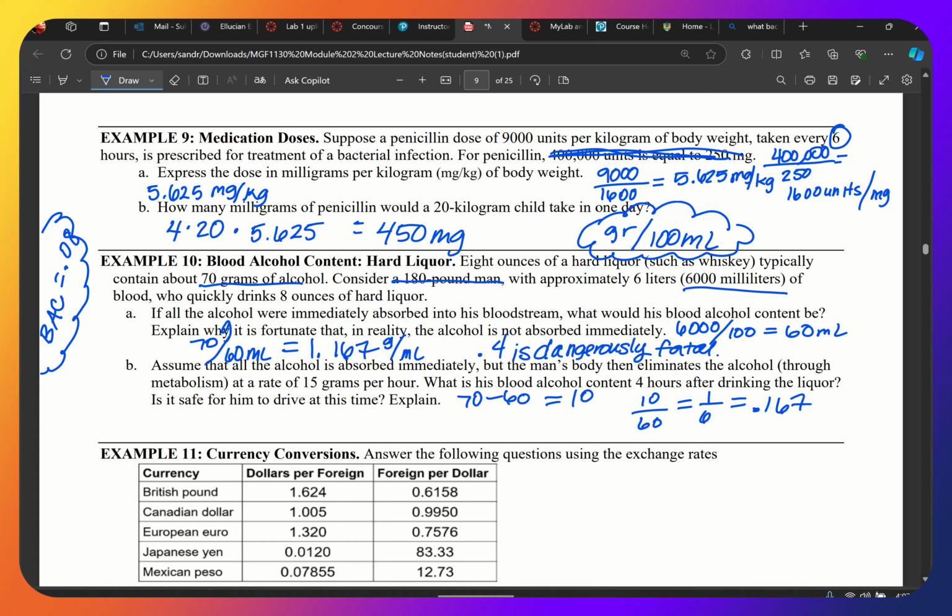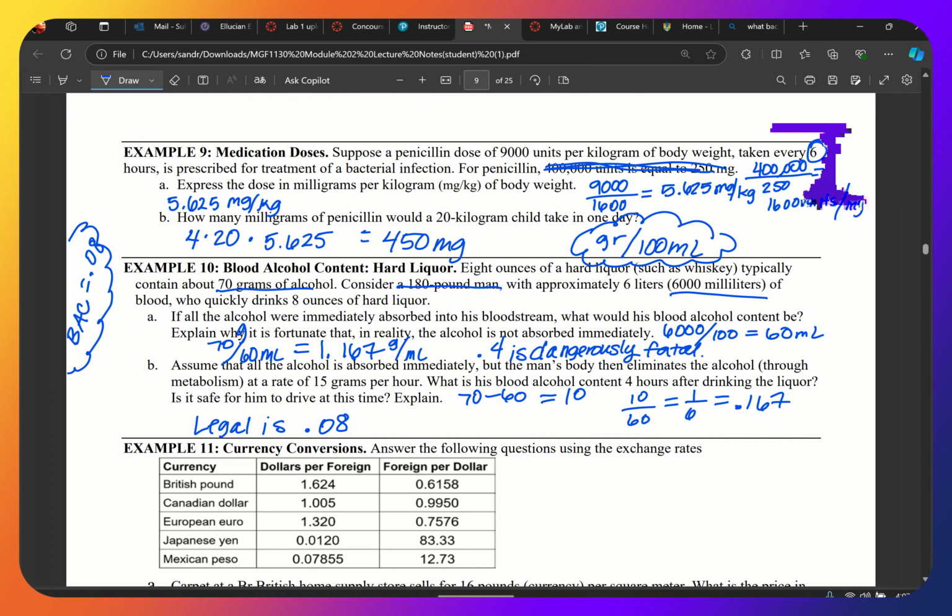Can he drive home yet? No, right, because the legal limit is 0.08. Keep drinking water. A lot. Hopefully this helps just a little bit for those BAC problems, because some of them were a little hard. And the medication dosages.